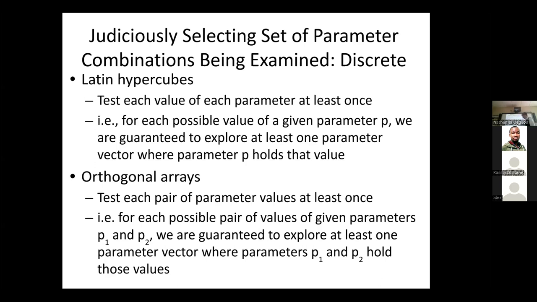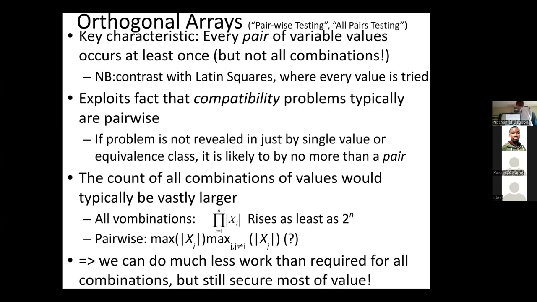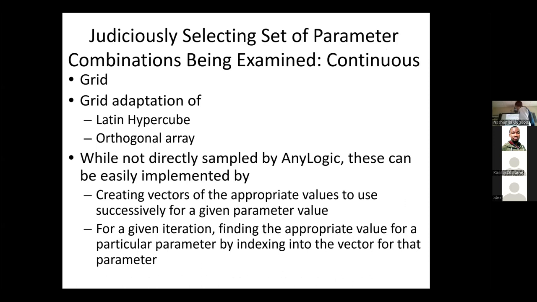The orthogonal arrays idea takes this further. This is a technique that's widely used in some other spheres, one of which is testing of software programs. Here, you're not guaranteeing that each parameter has each of its possible values tried at least once. You're making sure each pair of possible values across different parameters, parameter A and parameter B, parameter A and parameter C, parameter A and parameter D, has been tried at least once. But you're not guaranteeing that all combinations of parameters have been tried. So I'm going to go light on that.